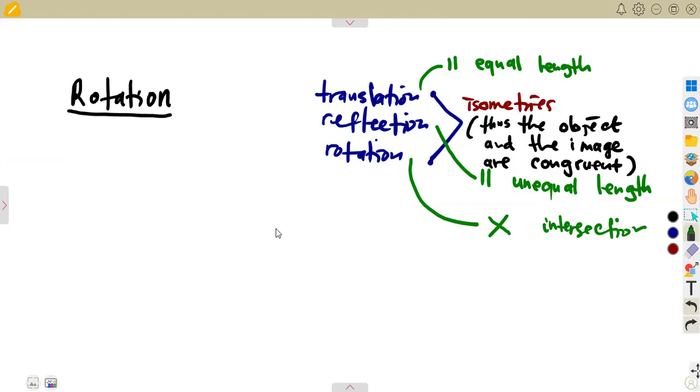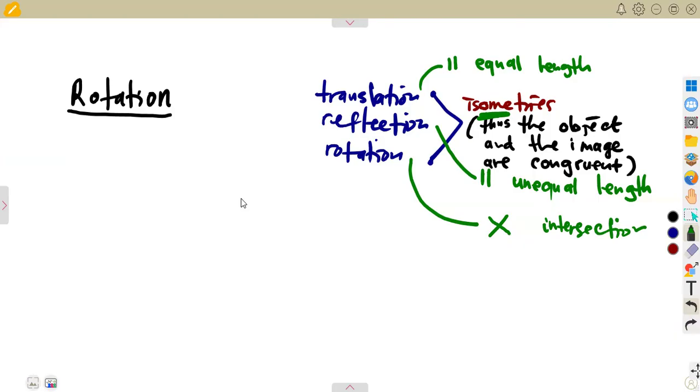It can never be a reflection. It can never be a translation on isometries. Take note, on isometries. We are on isometries where the object and the image are congruent, exactly the same, of the same size. All right.